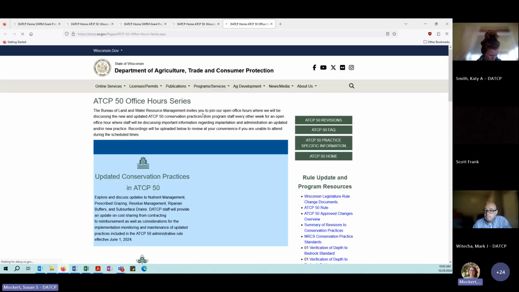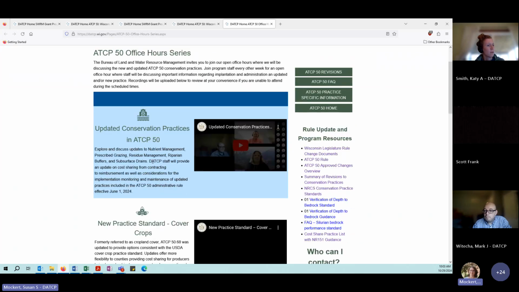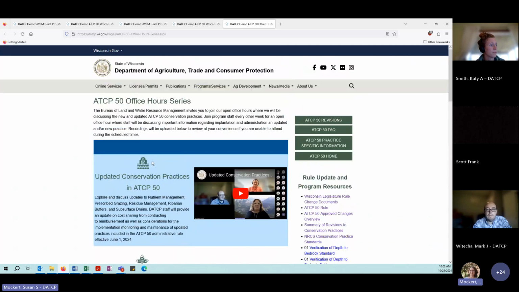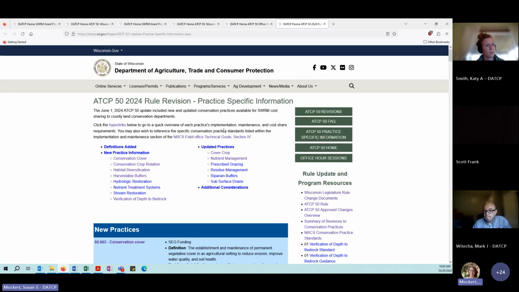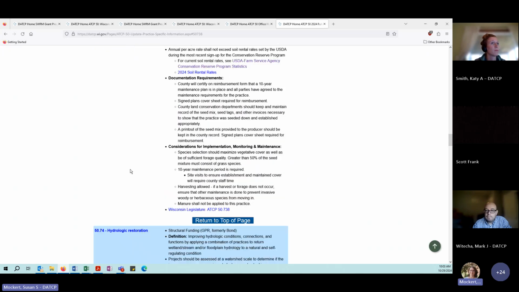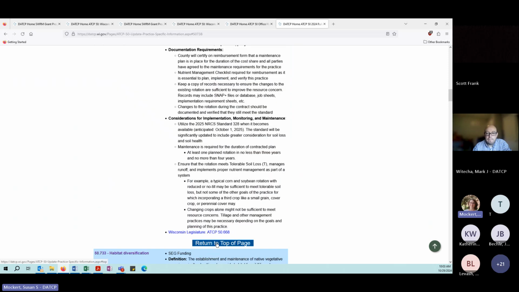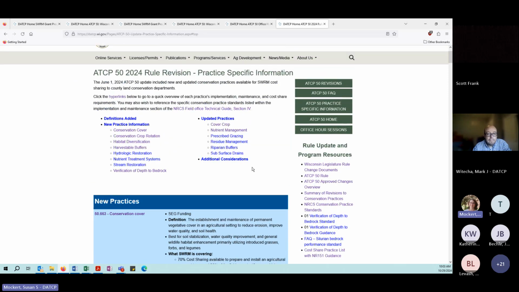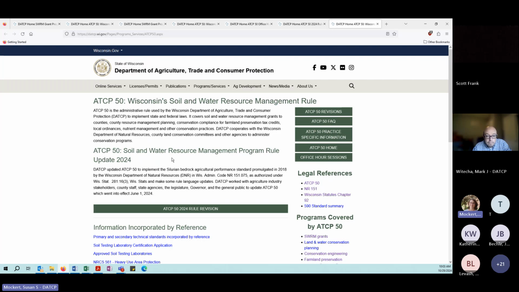These buttons include a link to all of these office hours we've been holding. We've been recording them and we have them posted up here for you to go back and use if you would like to. And we also have a page that has practice-specific information, including on harvestable buffers, which we'll be talking about today. You can return to the top of the page very easily. So however you tend to get into the DATCAP webpage, you should be able to find these buttons and find yourself back at the ATCAP 50 homepage and be able to navigate amongst all the programs that are touched by that rule. That is all I would need to cover right now. Thank you very much, Mark.